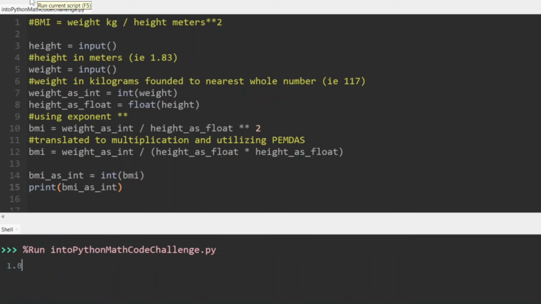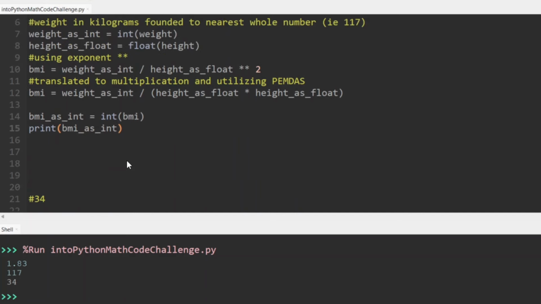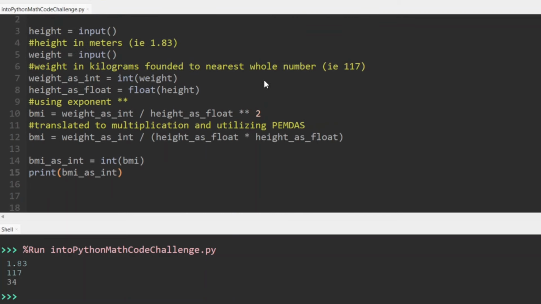And so let's go ahead and see. We're going to use my numbers here so you get to see my BMI. So 1.83, and then kilograms of 117, and 34. My BMI is 34. And that's the number I had written down before, so I didn't mess anything up in the process here.